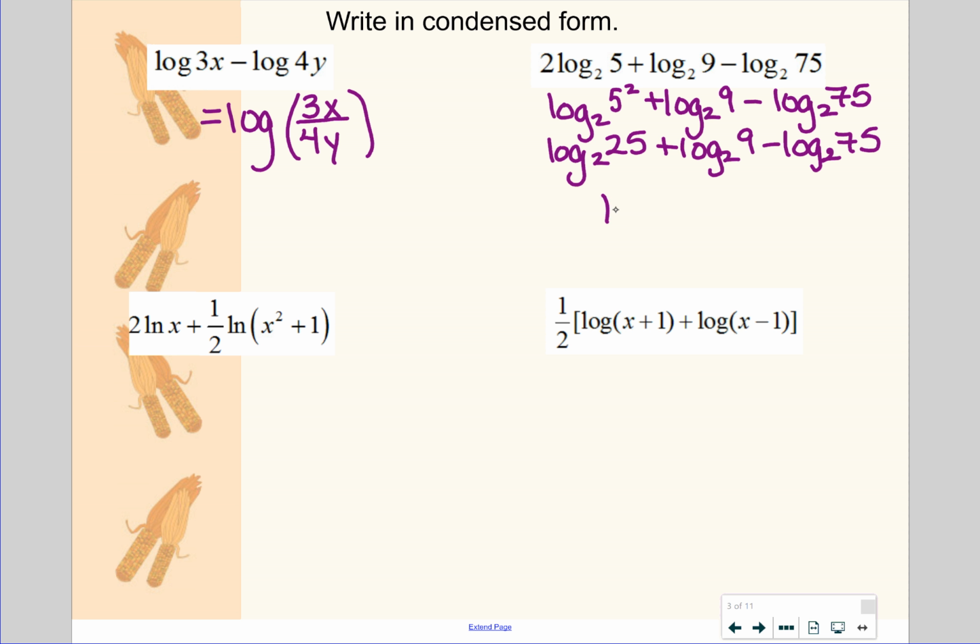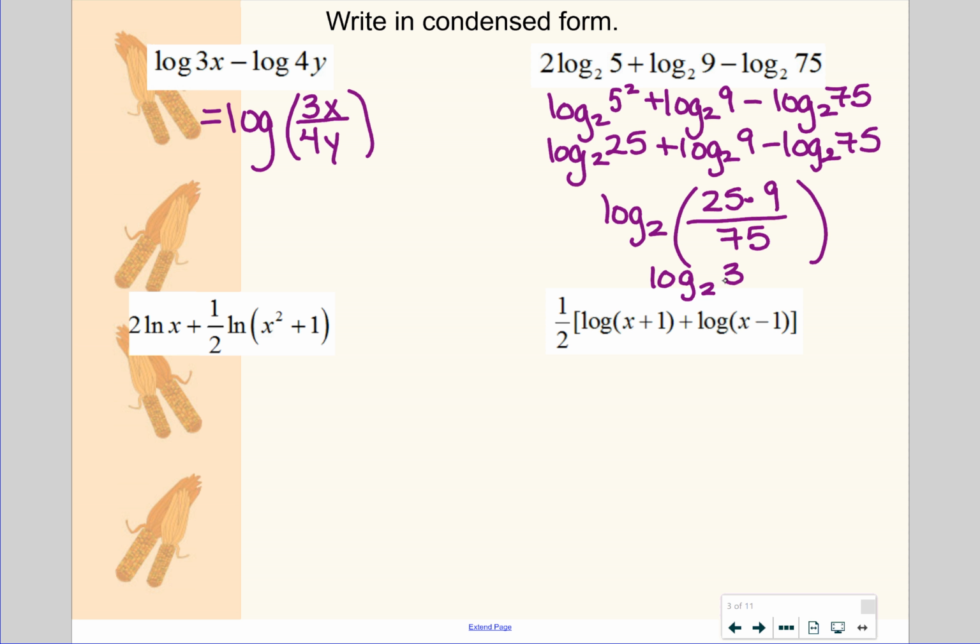If I did this all at once, I would say log base 2, the 25 is multiplied by the 9, and that would be in my numerator. And the 75 would be divided in my denominator. And then you can simplify that a little bit. 25 times 9 gives me 225 divided by 75. I think that just gives you 3. You can double check me on that if I simplify inside that parentheses. And that would be your final answer.